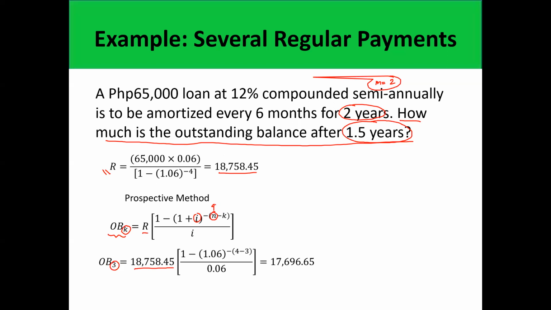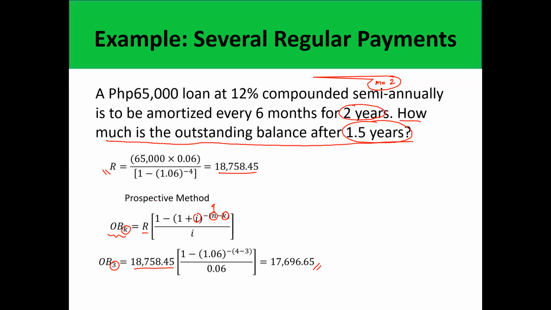So there should be 4 periods minus K, or minus the three payments made already. So in this case, it's 4 minus 3. So we get 17,696.65. So that's the outstanding balance using the prospective method.